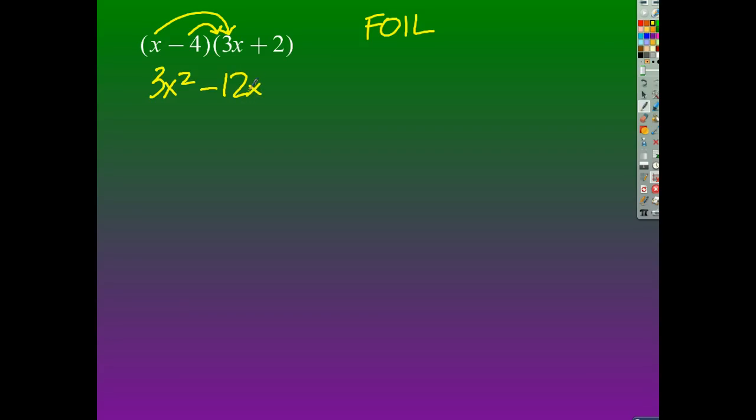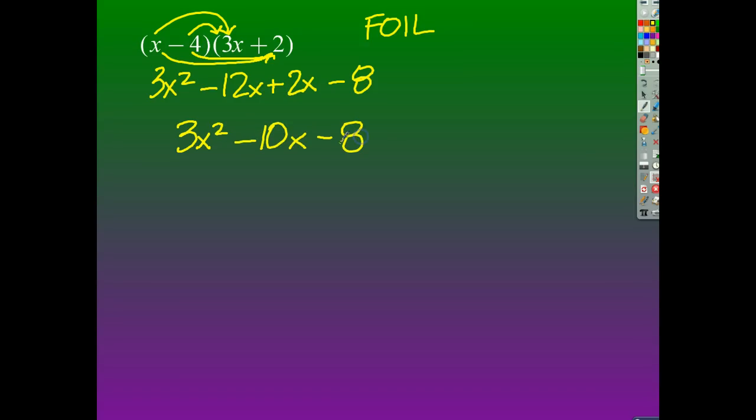And then I'm going to take negative 4 and multiply it by 3x. Oh no, I'm sorry, I already did that one. I'm going to take x and multiply it by 2, and I get 2x. And then I'm going to take negative 4 and multiply it by 2, so you get negative 8. And you'll see the result is the same as the previous one, when we did the gridded box. So we'll do a 3x squared minus 10x minus 8, okay?